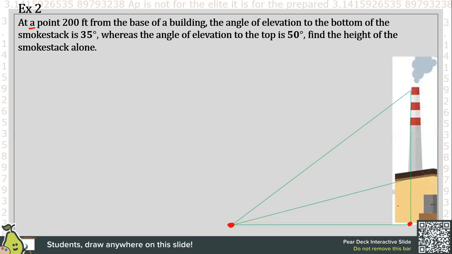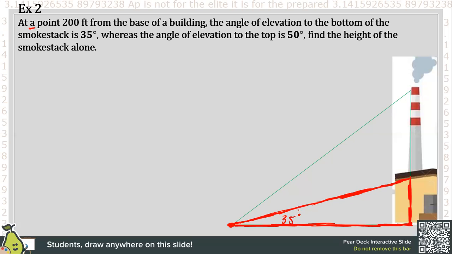And the angle of elevation from the point to the bottom of the smokestack is 35 degrees, okay? So this little triangle right here, to the bottom of that smokestack. If we're not familiar with that, back in the day the factories used to burn coal for their energy, and they would need to get rid of that. So they would make these giant chimneys so it wouldn't affect the cities that they were in, right? So from the ground all the way to the bottom of that smokestack is 35 degrees, okay?